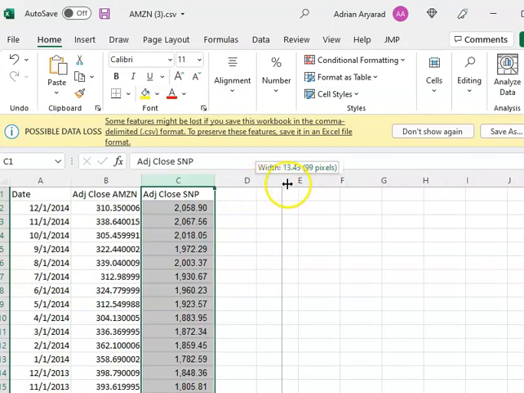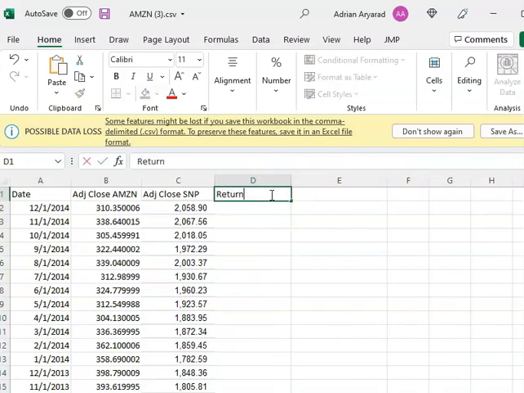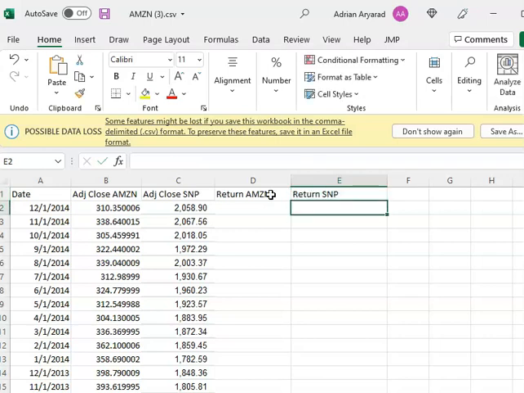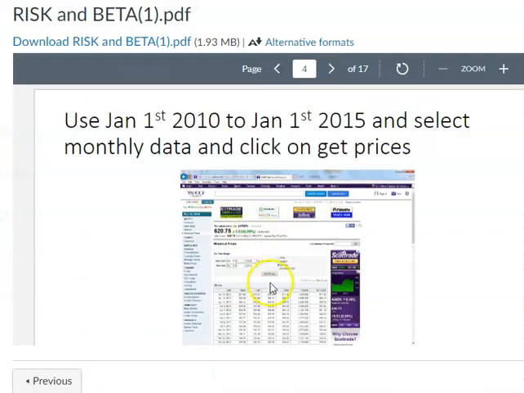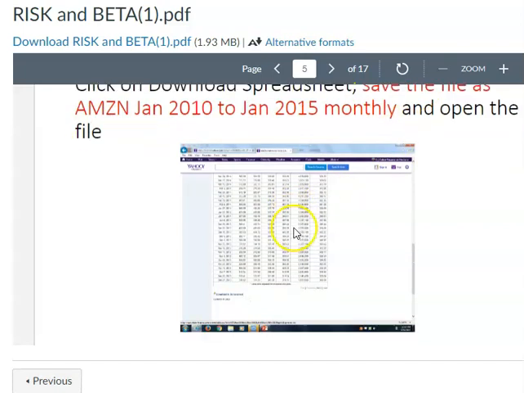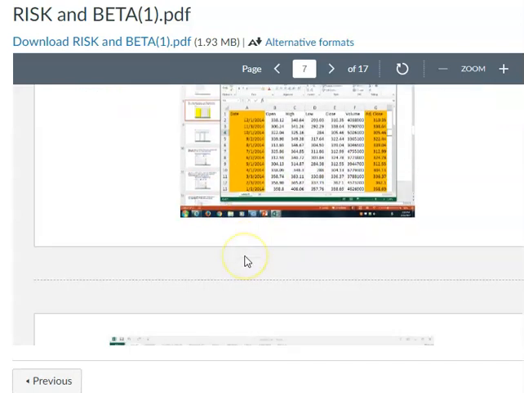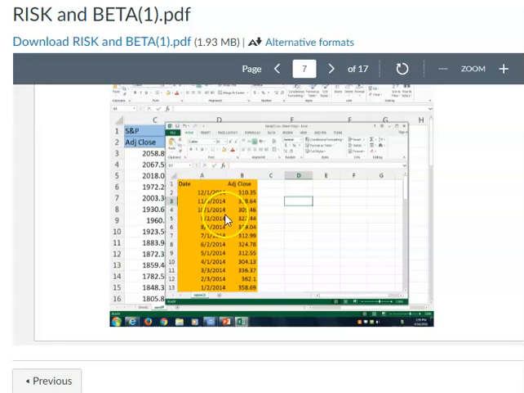Now I need to calculate my return values. Return of AMZN and return of S&P 500. Okay, and we use the formula I explained earlier. Really quick, go back here. You can see showed here. Save the file and show here that we just need these two columns, and we deleted those columns we didn't need.